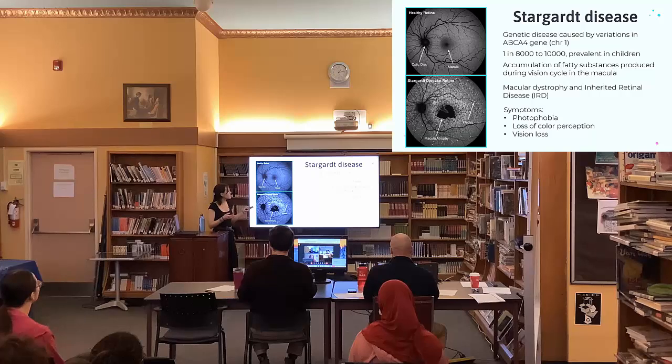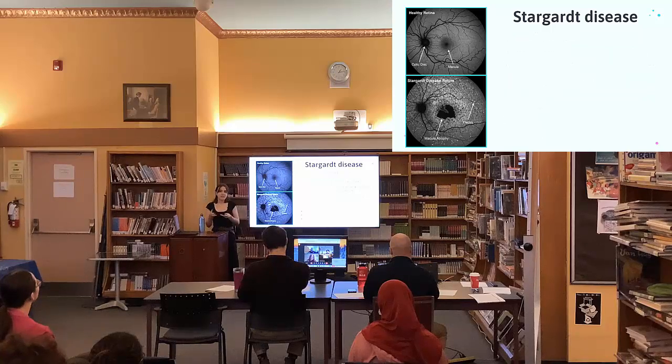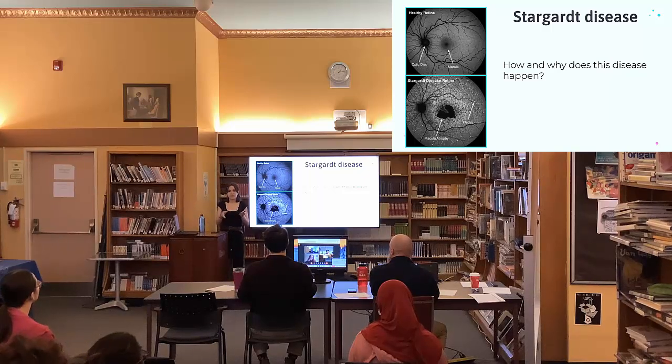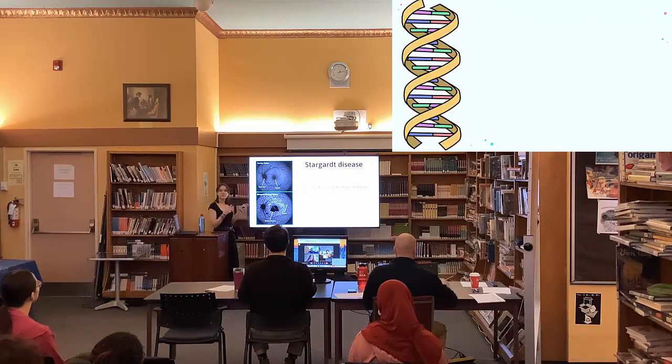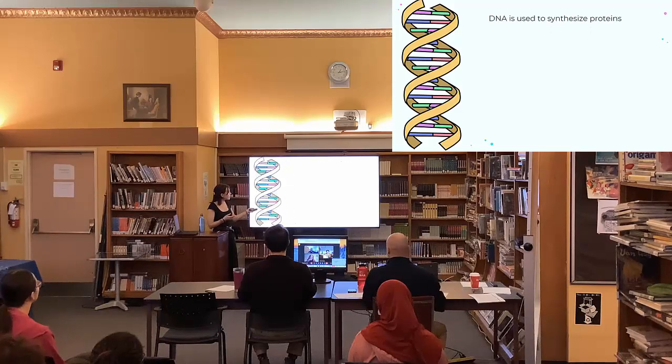And some of the symptoms of this condition are photophobia or light sensitivity, as well as loss of color perception and vision loss. So how and why does this disease happen? Before addressing this question, I would like to go into the introduction to genetics.